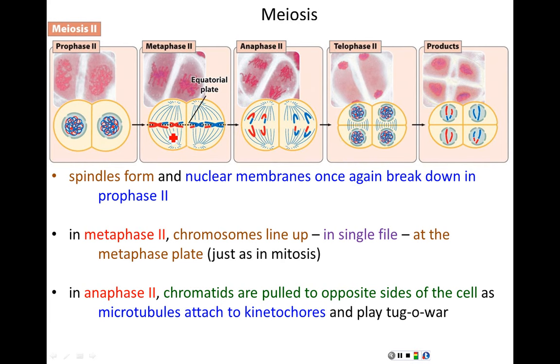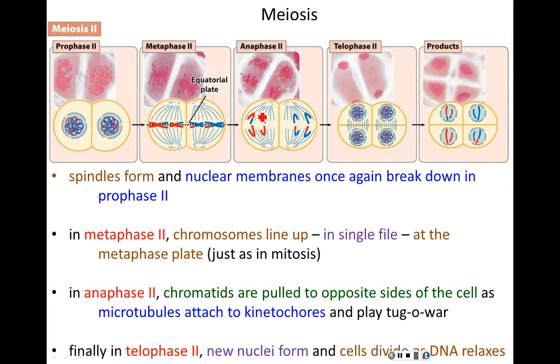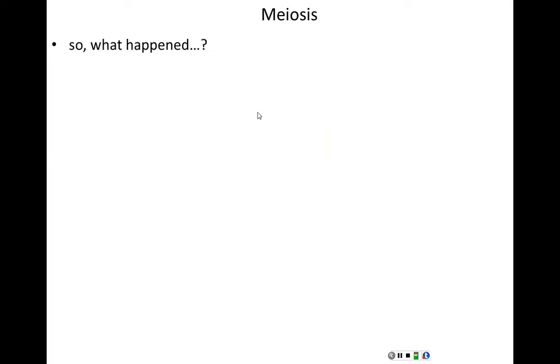Do you see how many chromosomes are in this cell? 1, 2, 3, 4. Can you anticipate how many chromosomes are going to be in each of the daughter cells? 1, 2, 3, 4. This is not a reductive division. Because sister chromatids are separating, the chromosome number stays the same. Finally, in telophase II, 2 new nuclei form. The cells divide as the DNA relaxes, and we have our end result of meiosis.